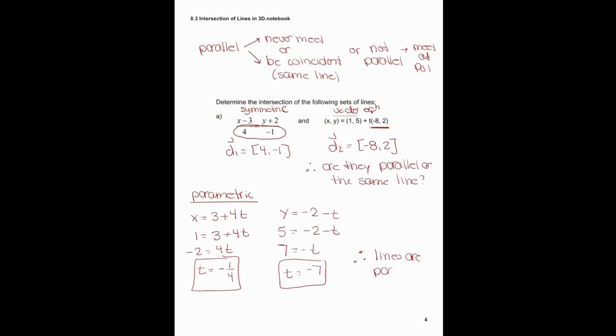Lines are parallel and distinct. And I'm just going to add back in there that the t values are different. That's how we know this. The t values are different.